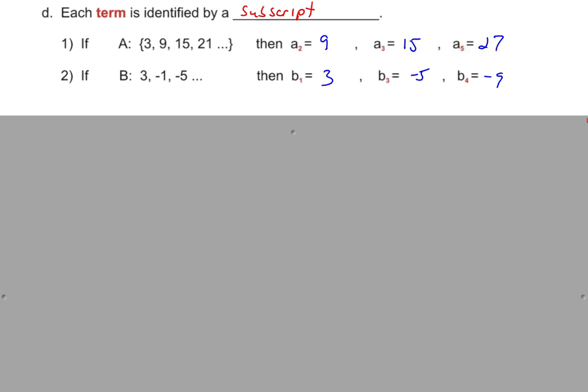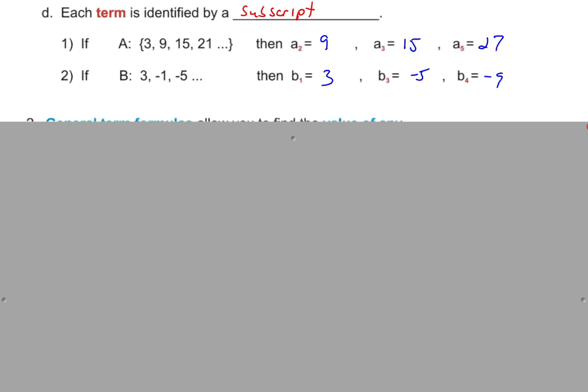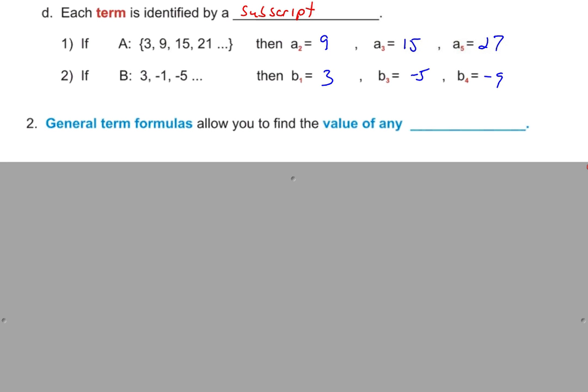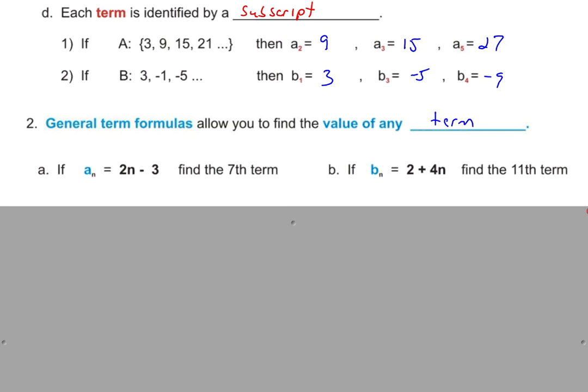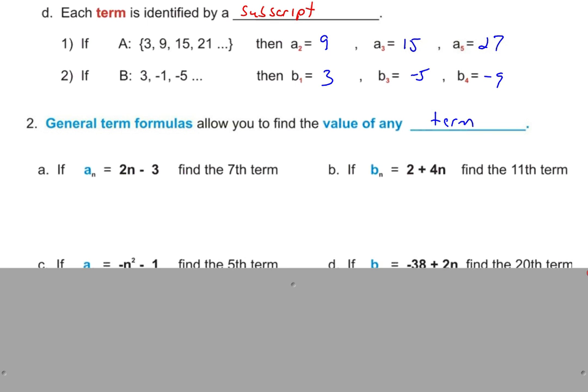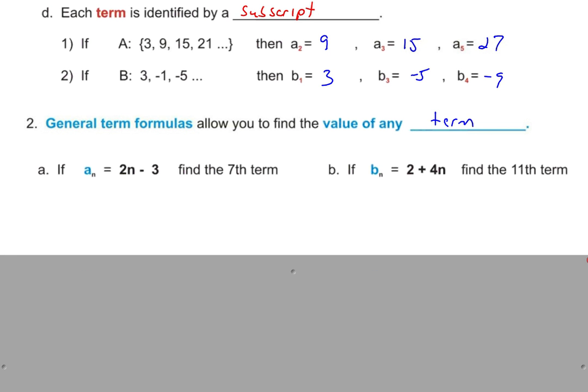The fact that this lowercase b said we're dealing with sequence B, and the previous lowercase a said we're dealing with sequence A. Okay, general term formulas allow you to find the value of any term, and that's very valuable. The general term formula allows you to find the value of any term. That's important. The general term formula is very, very valuable.